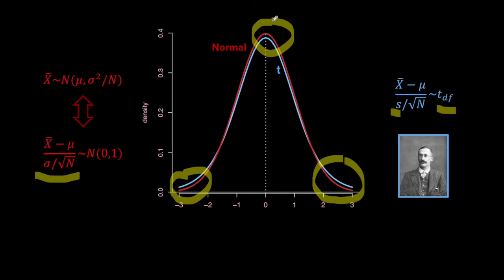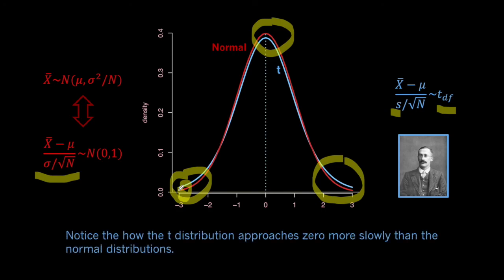What are the consequences of this? This allows for more extreme outcomes. So, for example, an outcome close to the tails is way more likely under a T distribution than under a normal distribution. Okay, so the T distribution approaches zero more slowly than the normal distribution.